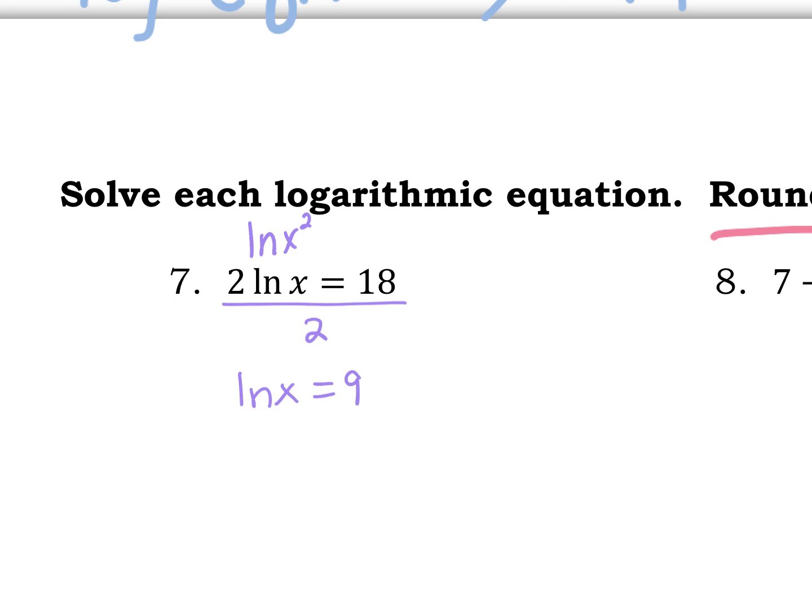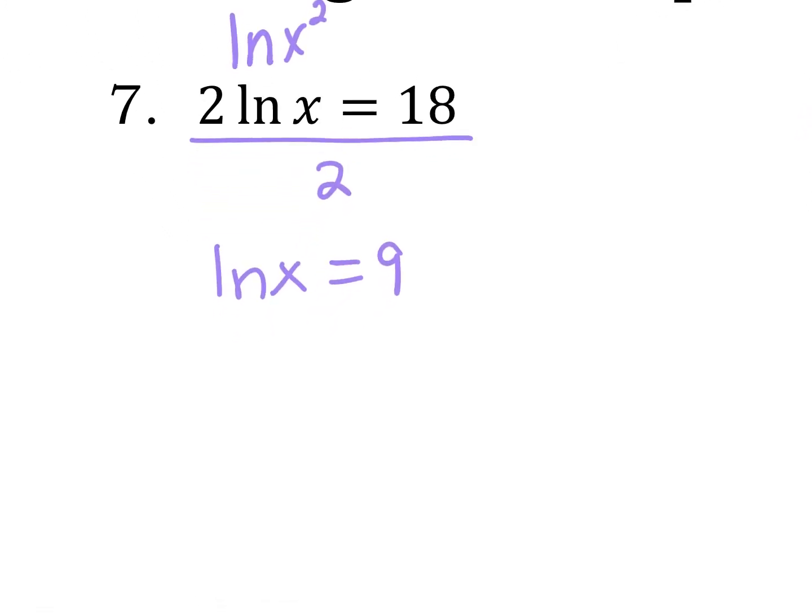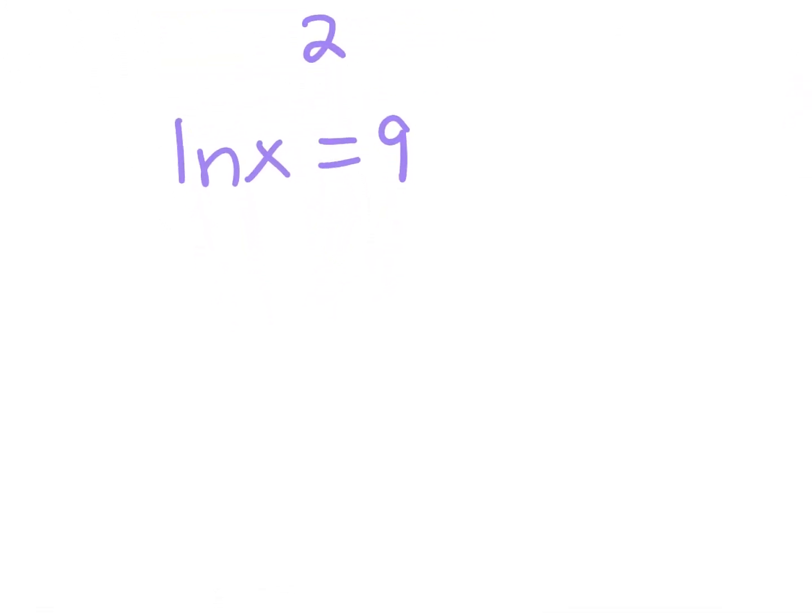And then we need to rewrite this using exponents. What is the base understood to be? Remember, ln is the same thing as writing log base e. So log base e of x is equal to 9. Good. When we rewrite this using exponents, we get e to the 9th is equal to x.